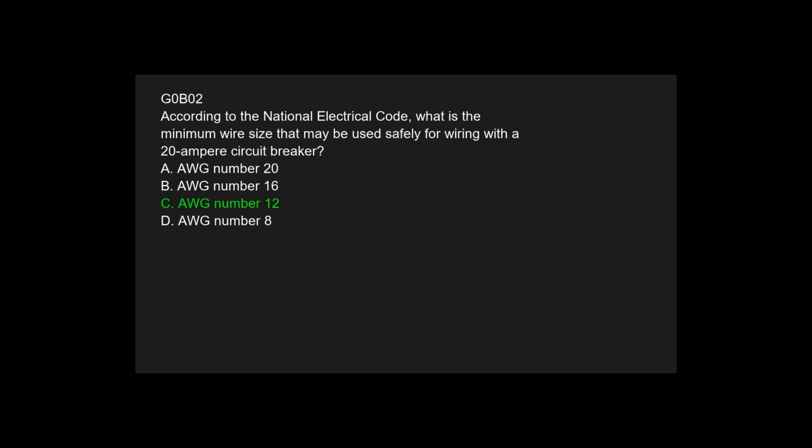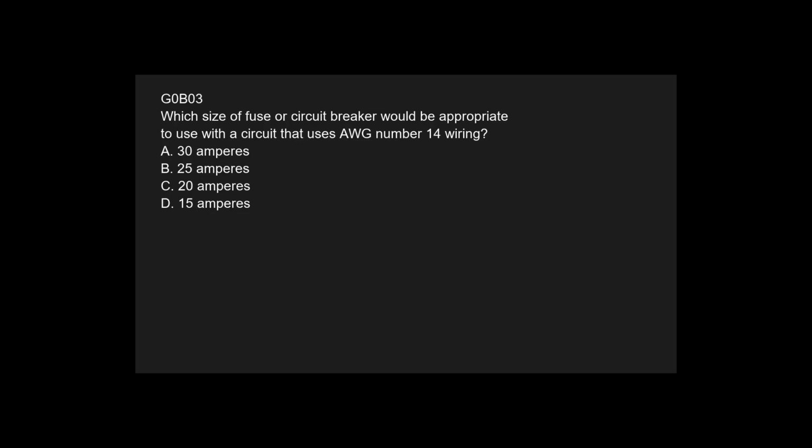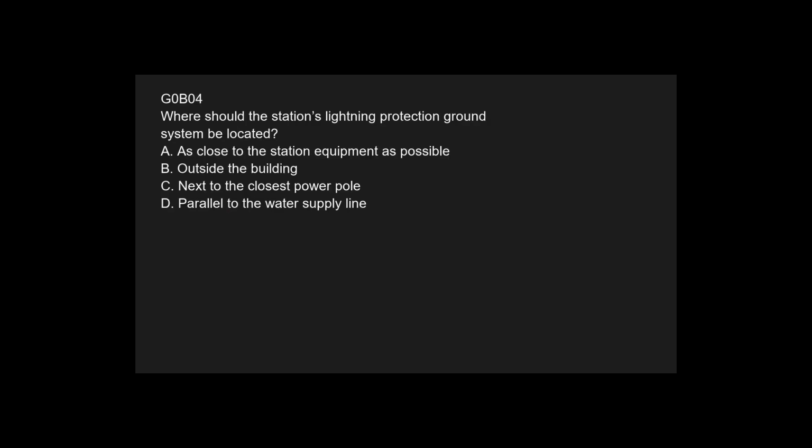AWG number 12. Question: which size of fuse or circuit breaker would be appropriate to use with a circuit that uses AWG number 14 wiring? The correct answer is D. 15 amperes. Question: where should the station's lightning protection ground system be located? The correct answer is B.